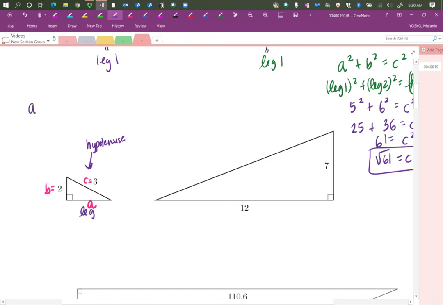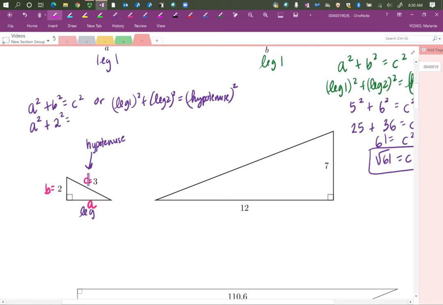So again, remember the formula was A squared plus B squared equals C squared. Or you could think about it as leg 1 squared plus leg 2 squared equals your hypotenuse squared. So we're looking for A now. We don't know what it is. A squared plus, well, B is 2, right? So here we're going to have a 2 squared.